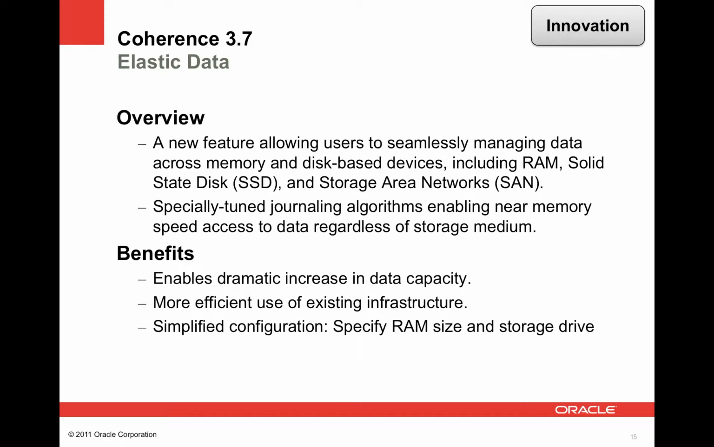In 3.7, we're very happy to announce a new feature called Elastic Data. This allows users to seamlessly manage data across memory and disk-based devices, such as RAM, SSDs or solid-state disks, SANs or storage area networks. Its specially tuned journaling algorithms enable near-memory speed access to that data regardless of the storage medium. The benefits of Elastic Data at a high level are to enable dramatic increase of data capacity, more efficient use of that existing infrastructure, and simplified configuration. All you need to do is specify the RAM size and the storage drive.